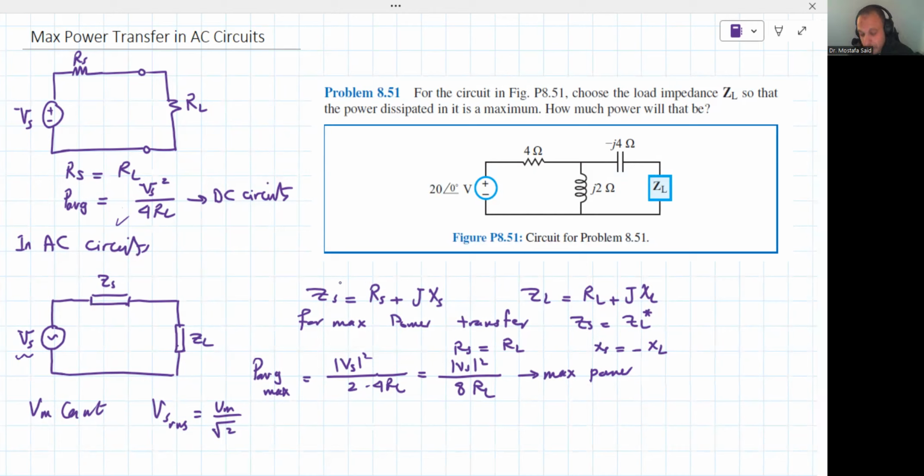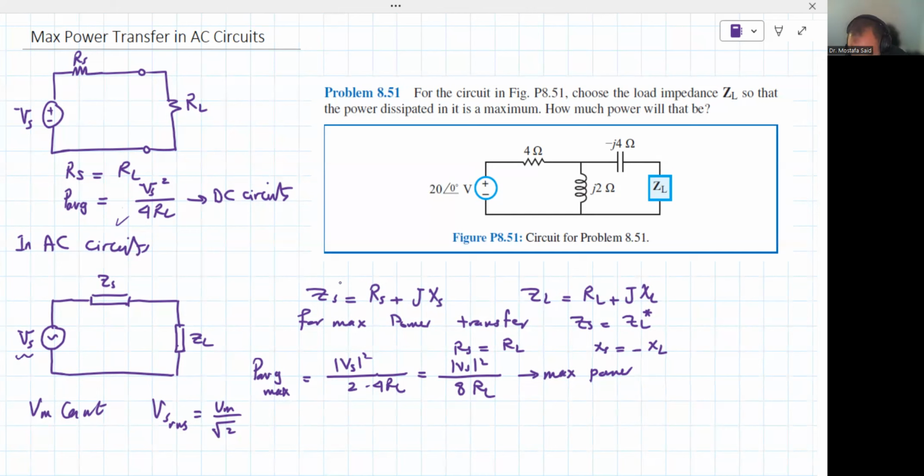Remember the power in an inductor or a capacitor is not consumed, it's stored. It will be alternatingly going forward and backward between the source and the inductor or the capacitor. Okay, so let's have an example.